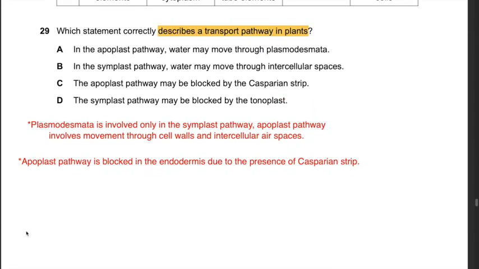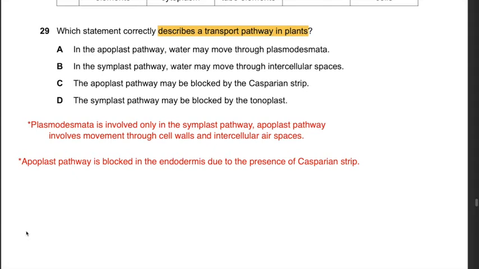Question 29. Which statement correctly describes the transport pathway in plants? A. In the apoplast pathway, water may move through plasmodesmata. B. In the symplast pathway, water may move through intercellular spaces. C. The apoplast pathway may be blocked by the Casparian strip. D. The symplast pathway may be blocked by the tonoplast. Plasmodesmata is only involved in the symplast pathway. The apoplast pathway involves movement through cell walls as well as intercellular air spaces. Therefore, answer A and B are both incorrect.